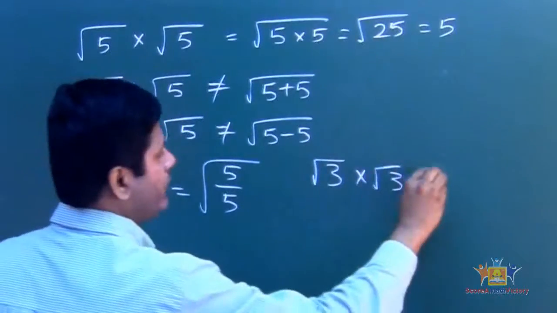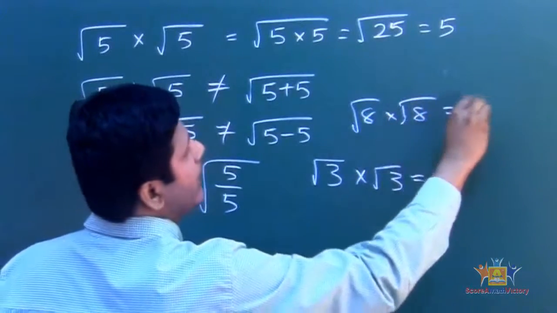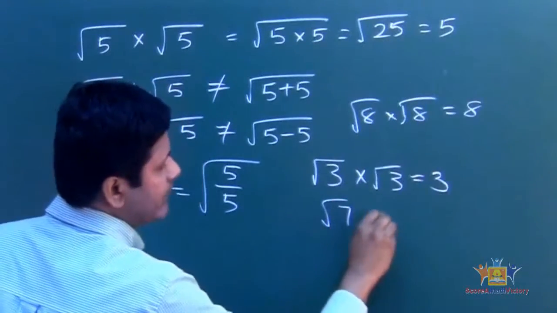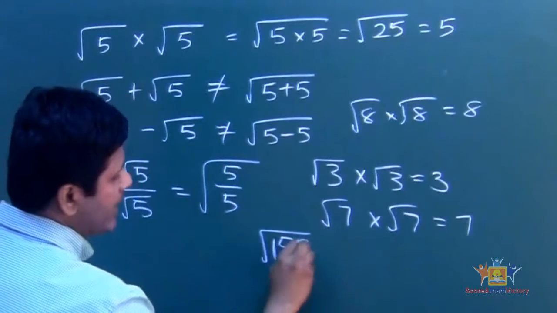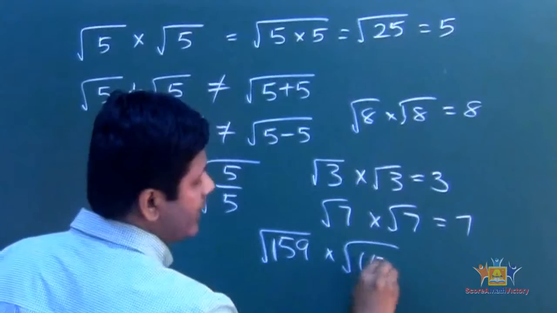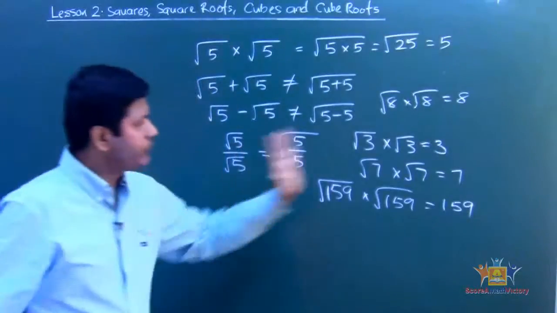So in other words, if I give you square root of 3 times square root of 3, it should be what? 3. Square root of 8 times square root of 8 should be what? 8. Square root of 7 times square root of 7 should be what? 7. Square root of 159 times square root of 159, 159. Very good. That's what I want you to know.